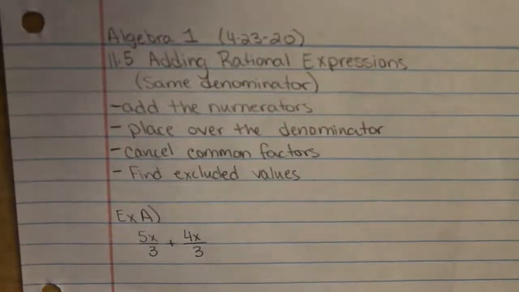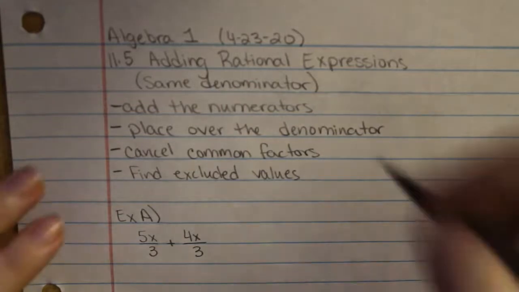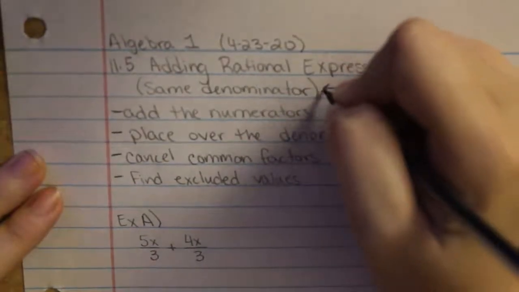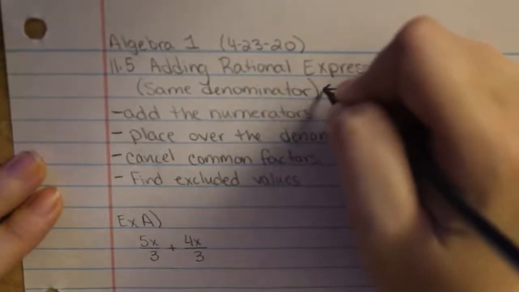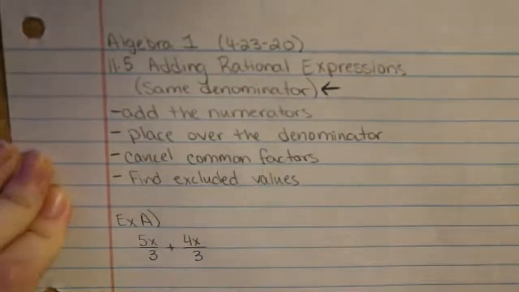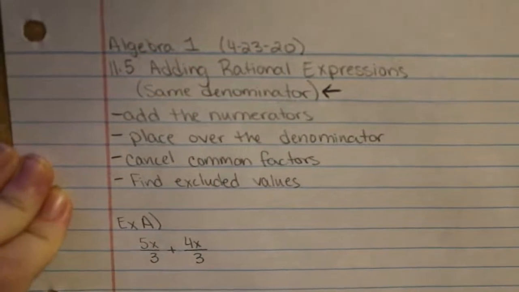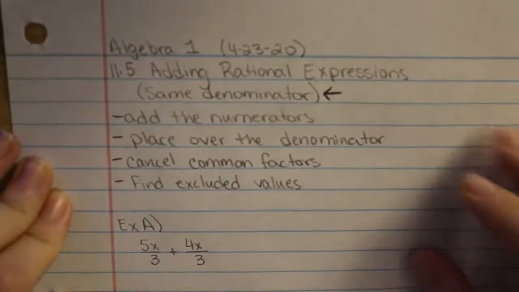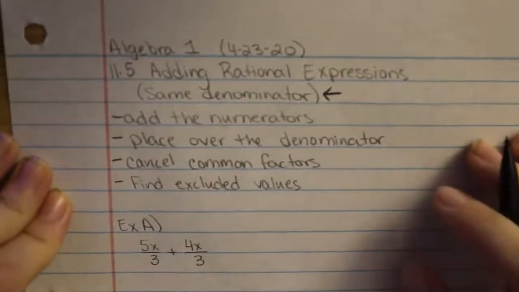Moving forward into 11.5, we are going to add rational expressions. Now I want to make sure that we recognize this. They are going to have the same denominator. So today and tomorrow as well, we are going to be adding and subtracting. I'm focusing on addition today.